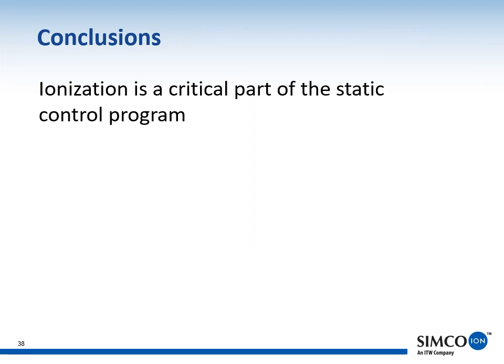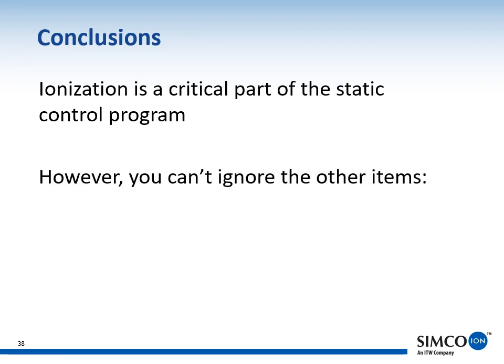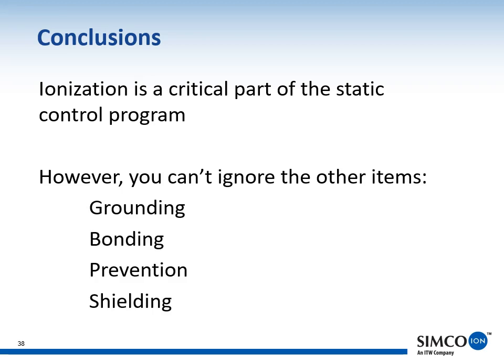So, you can see that there are a number of ways to use ionization as a critical part of any static control program. You can't ignore the other pieces either. Grounding must be done properly, equipment must be grounded, and the people must also be grounded. But certainly, ionization is a critical part of the program because there are many insulative materials in the process, including garments, and they all play a critical part.